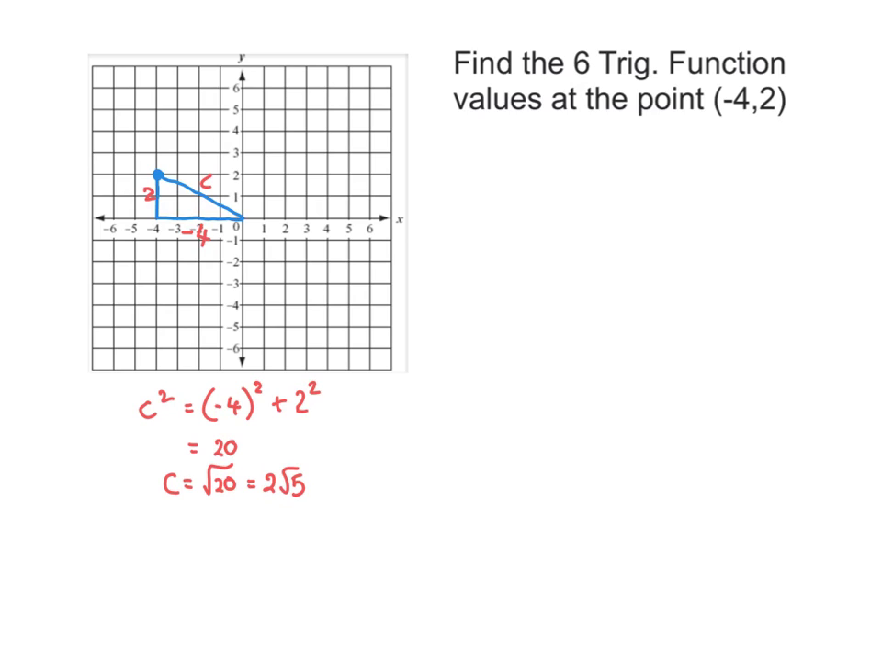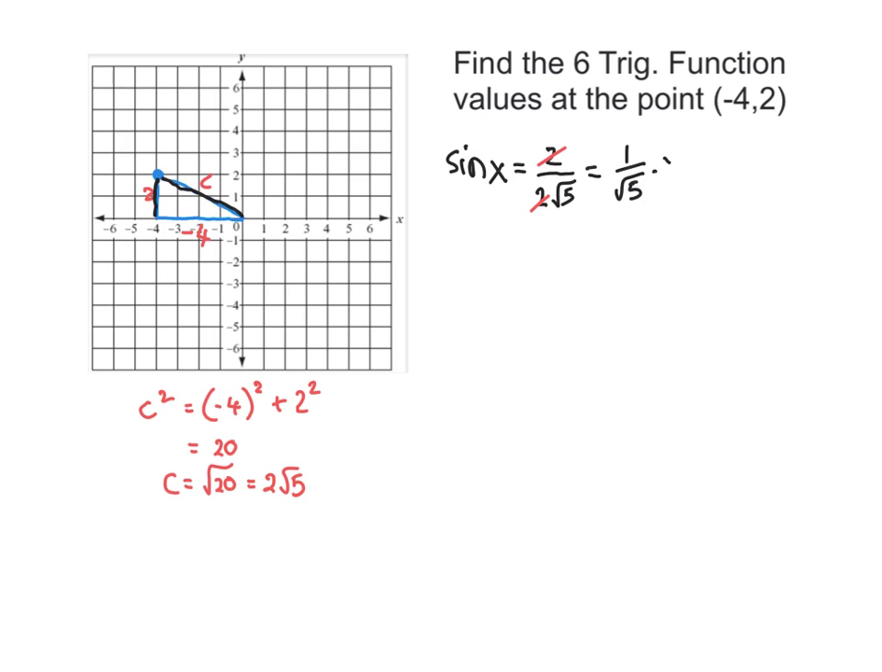Okay, and now we've got to find out the 6 trig functions. So we know that sine x is opposite over hypotenuse, so the opposite side is going to be here, and the hypotenuse obviously there. So it's going to be 2 divided by 2 root 5. Those 2's will cancel out, and we get 1 over root 5.